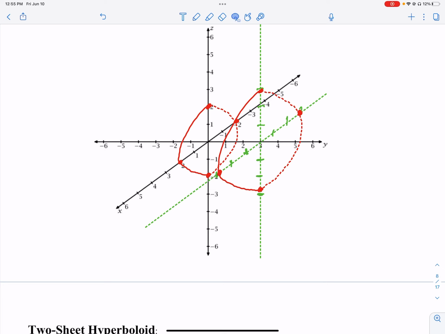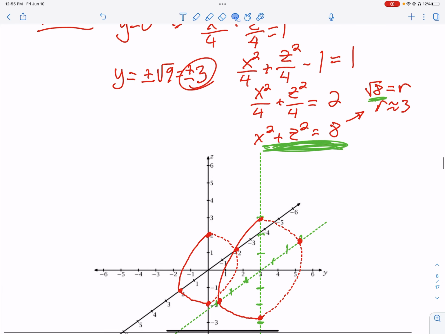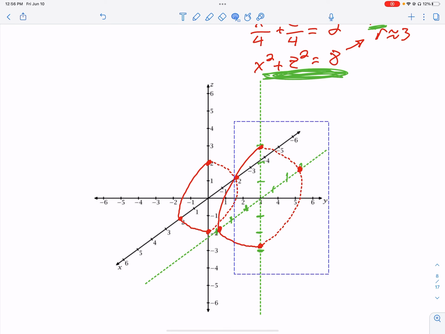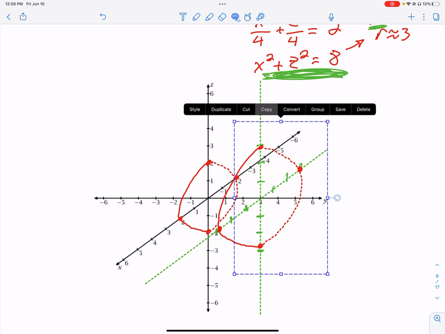And then the negative 3, remember we're looking up here. We have this here. That's the plus or minus 3 there. The negative 3 just gets the exact same thing, but moved over. So I'm going to copy this and paste.